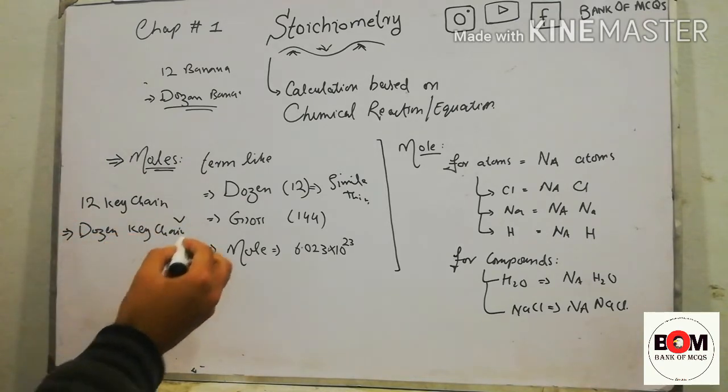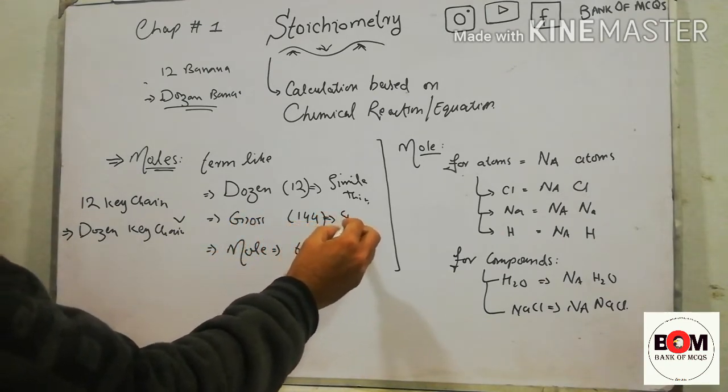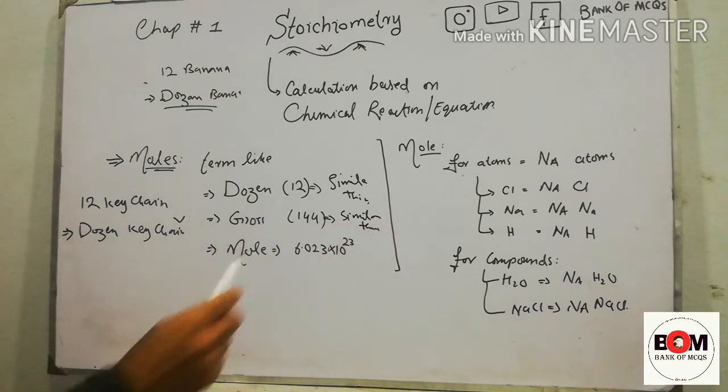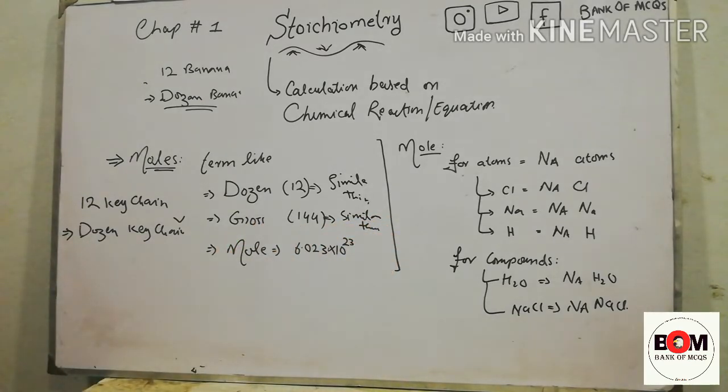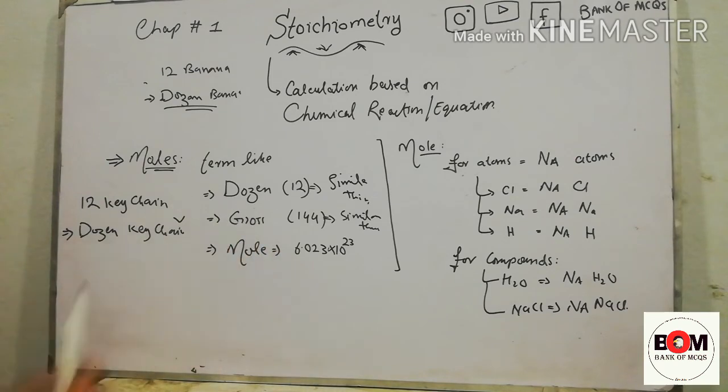In the same way, there is another term called gross, which is used for 144 similar things. If we have 144 similar things, we say that we have 1 gross of things. If you have 144 watches, we can say that we have 1 gross of watches.